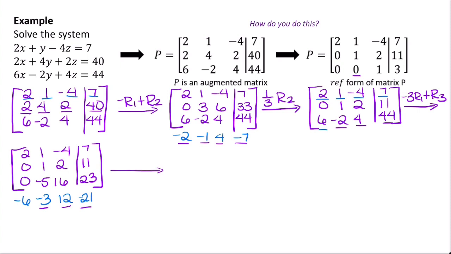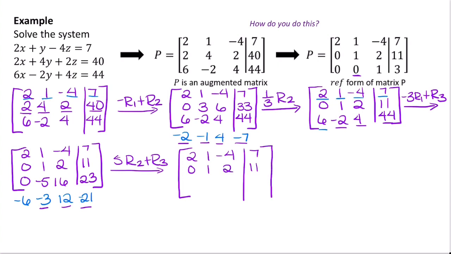And so I'm going to do 5 row 2 and then add it to row 3. Okay. So in this process, row 1 and 2 are going to stay the same, so I'm just going to copy them down. And now let's do 5 times row 2. Okay, so 5 times 0 will be 0. 5 times 1 will be 5. 5 times 2 is 10. 5 times 11 is 55.